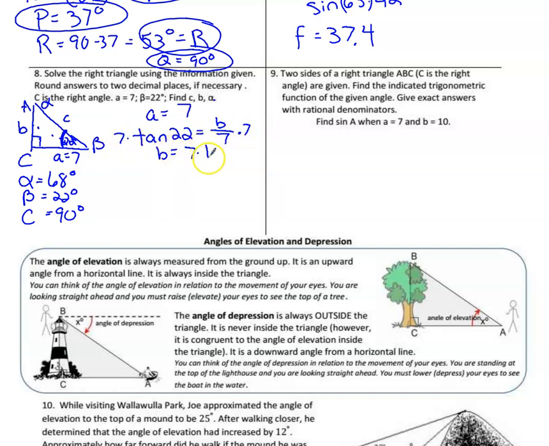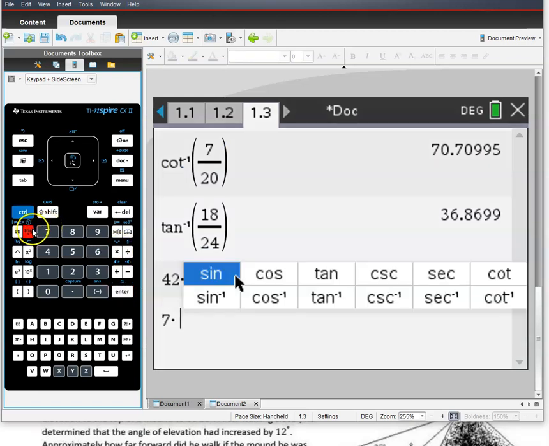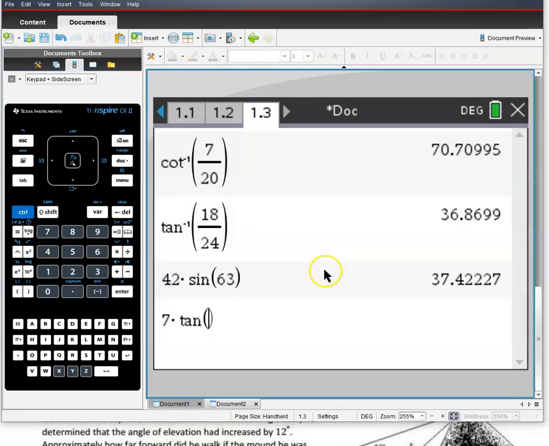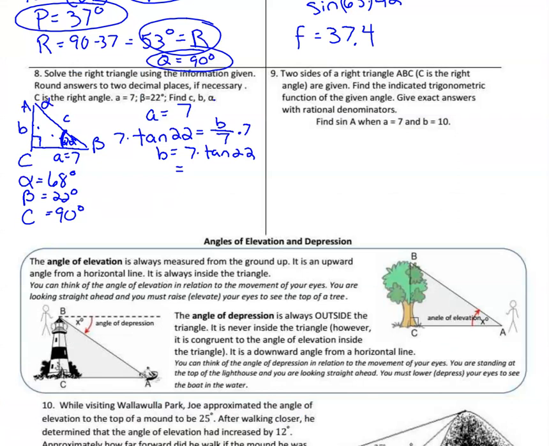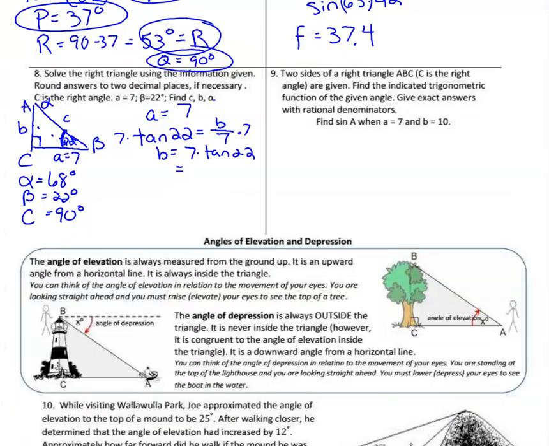So B is going to be 7 times tangent of 22. Let's use our calculator. You don't have to put the times when it's right next to it, but I like to be explicit. 7 times tangent of 22 is 2.8. I don't remember what it said to round to. Two decimal places, so the 2 would round up, giving 2.83. So this B is 2.83.